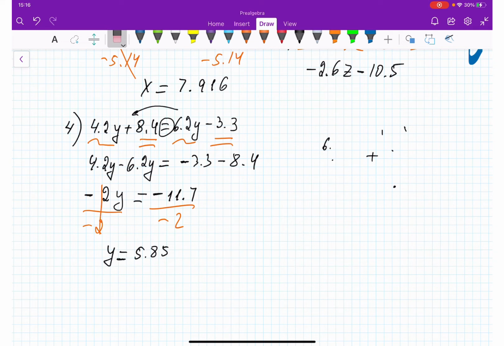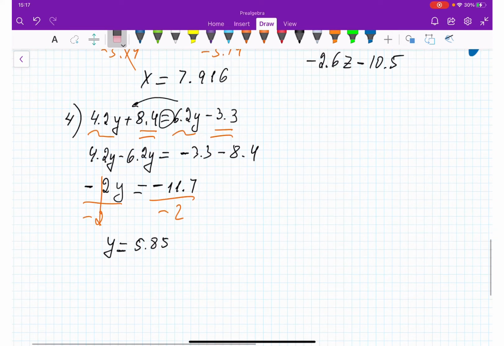Question number 5. So solve the following equation. 6 times x minus 5.15 is equal to 5x.